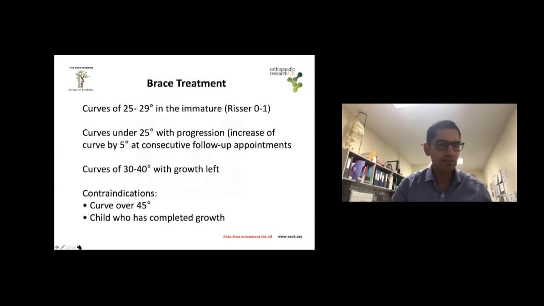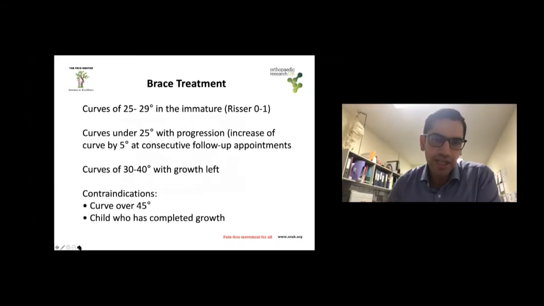So when do you consider brace treatment? Brace treatment is generally considered for curves greater than 25 degrees and in the immature spine. So when we're talking about RISA 0 and 1 and above 25 degrees, that would be a candidate for bracing. You could consider bracing patients with curves less than 25 degrees if they show evidence of progression. Progression means the curve increases by greater than 5 degrees at 2 consecutive follow-up appointments, which are either 4 or 6 months apart from each other.